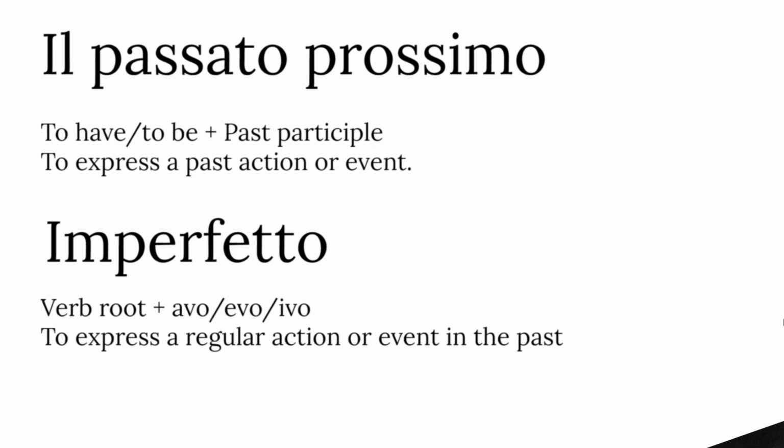If you use the imperfetto, that means that you're talking about a regular action or event that occurred in the past. In this case, to make the imperfetto, you take the verb root and you attach the different endings for are, ere, ire, if the verb is regular. So, avo, evo, ivo. Okay? In this lesson, we're gonna focus on conjugation. So we're gonna see the examples of several verbs in passato prossimo and in imperfetto. Are you ready? Let's start.